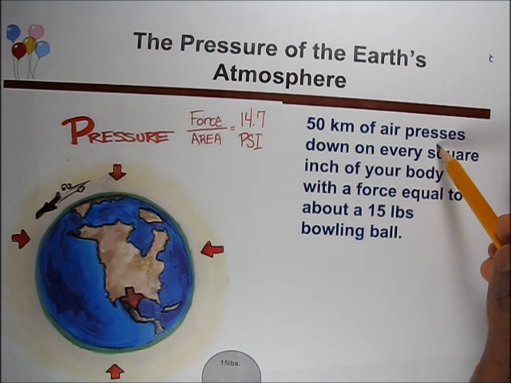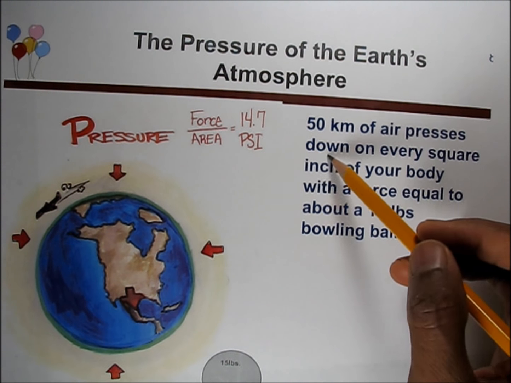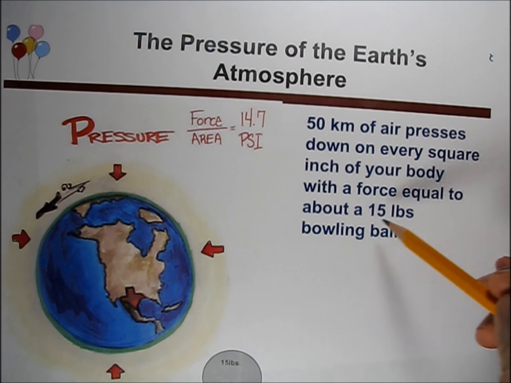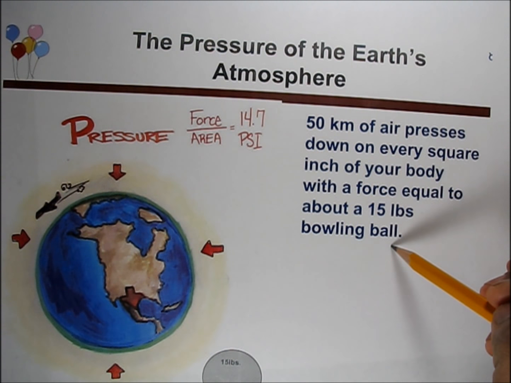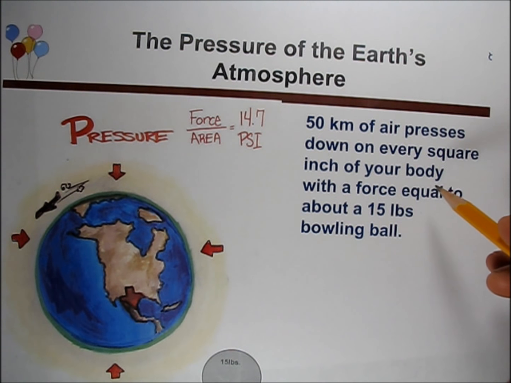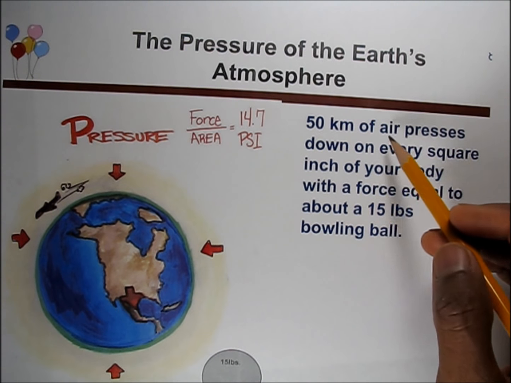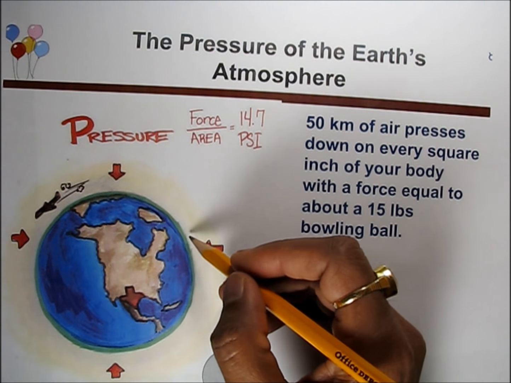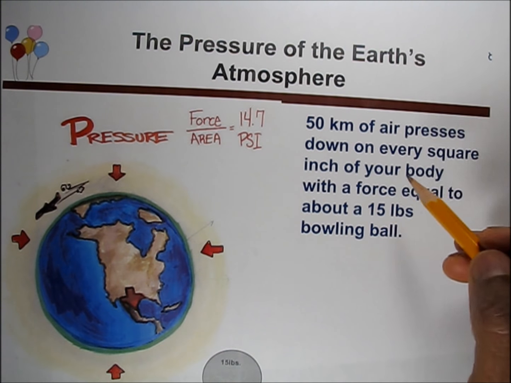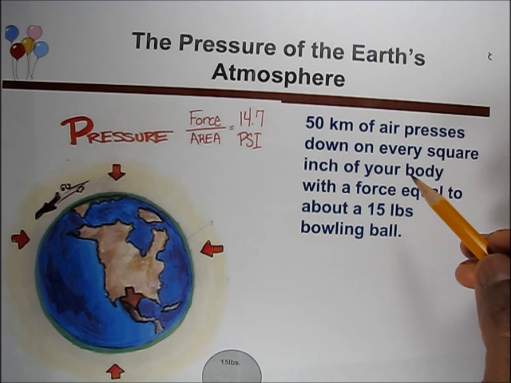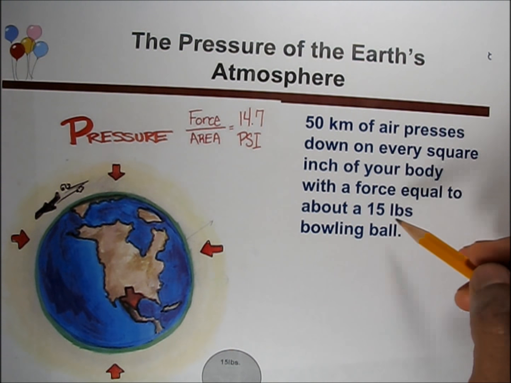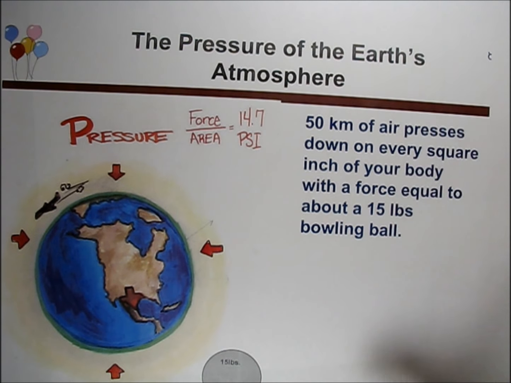So 50 kilometers of air presses down on every square inch of our body with a force equal to a 15 lb bowling ball. This is the force we experience every moment on our body. The limit from here to here is almost 50 kilometers. So 50 kilometers of air is pressing on our body all the time, and the pressure we experience is 15 lb, like one bowling ball.